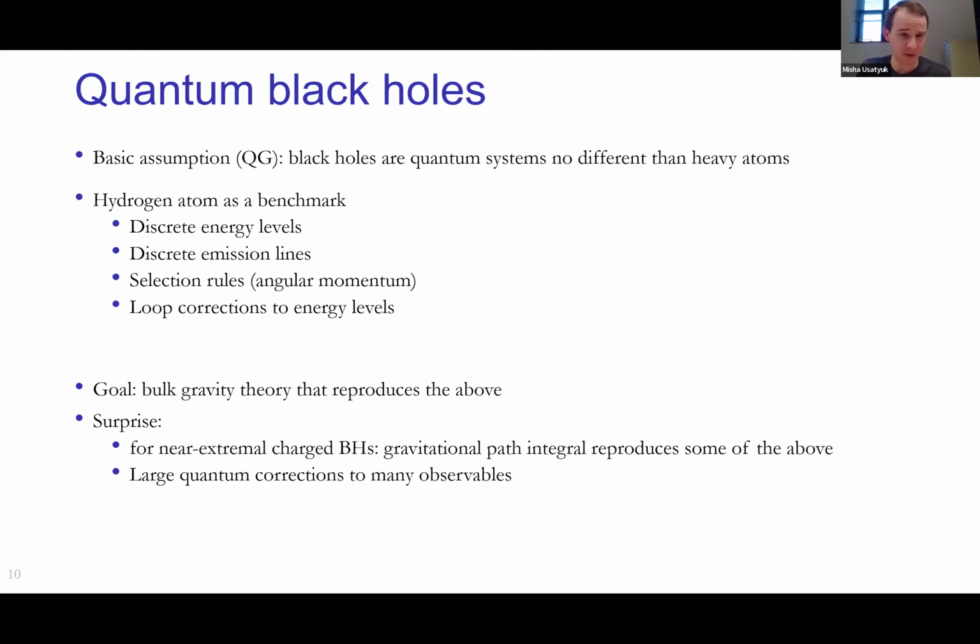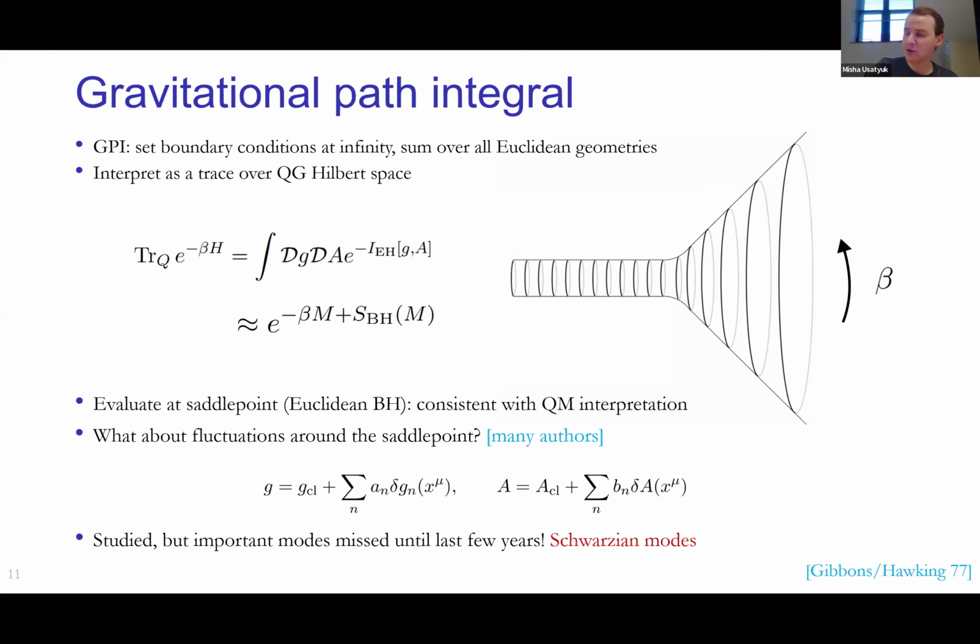Maybe the surprising point is that for near-extremal charged black holes, the gravitational path integral is some kind of intermediate theory of quantum gravity that can reproduce many of the above features without giving us some complete final theory. And one other surprising thing about the gravitational path integral is it tells us that there are large quantum corrections to many observables and many dynamical processes of the black hole. So that's what this talk is about. So let me tell you what the gravitational path integral is and how we use it.